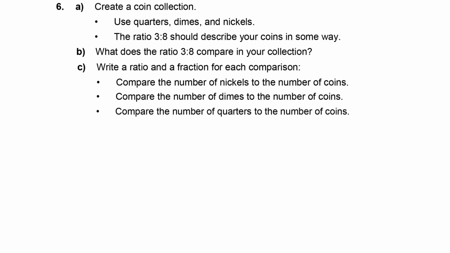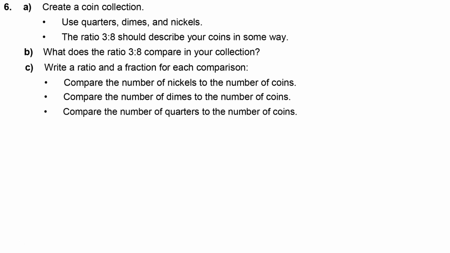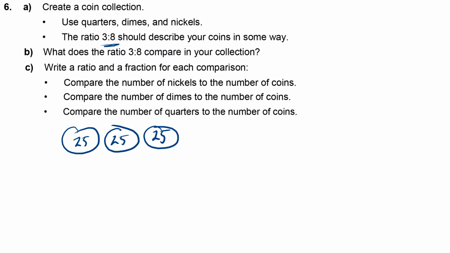Question 6 says to create a coin collection, use quarters, dimes, and nickels. The ratio of 3 to 8 should describe your coins in some way. So for my example, I'm going to let the 3 be the number of quarters. So I've got 3 25-cent pieces, and the 8 is going to be the total number. So to get the total number, I'm going to say I've got 2 dimes and 3 nickels.